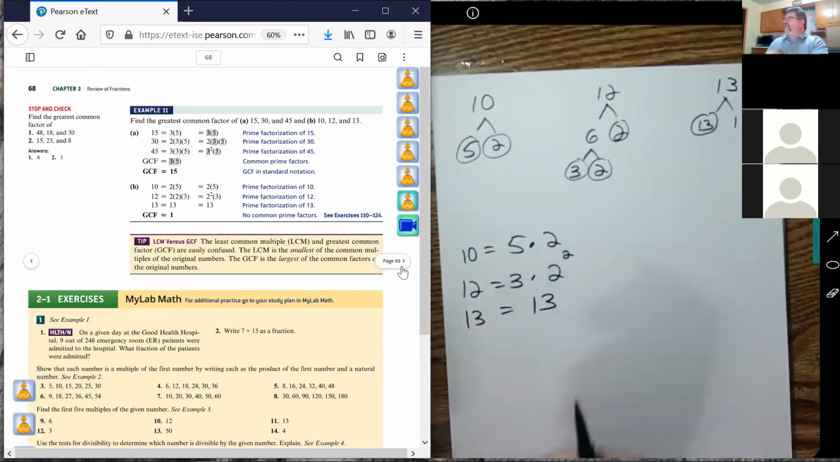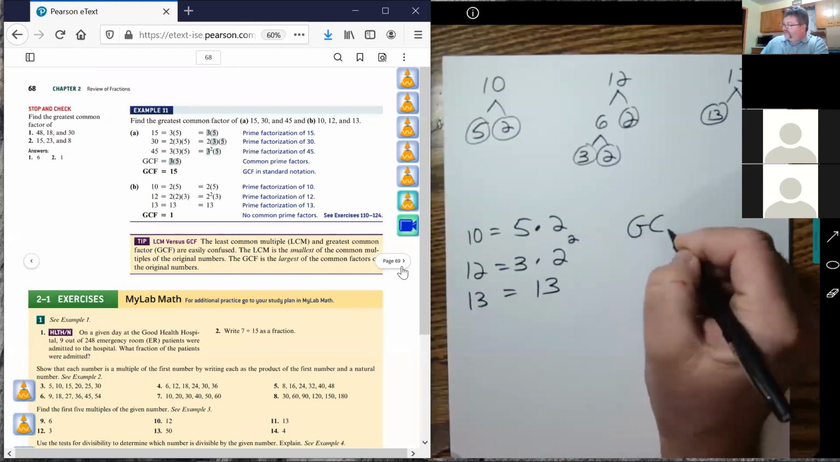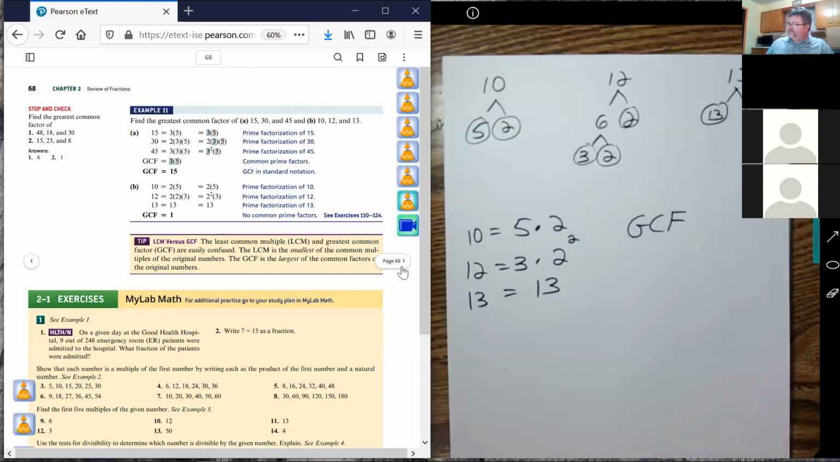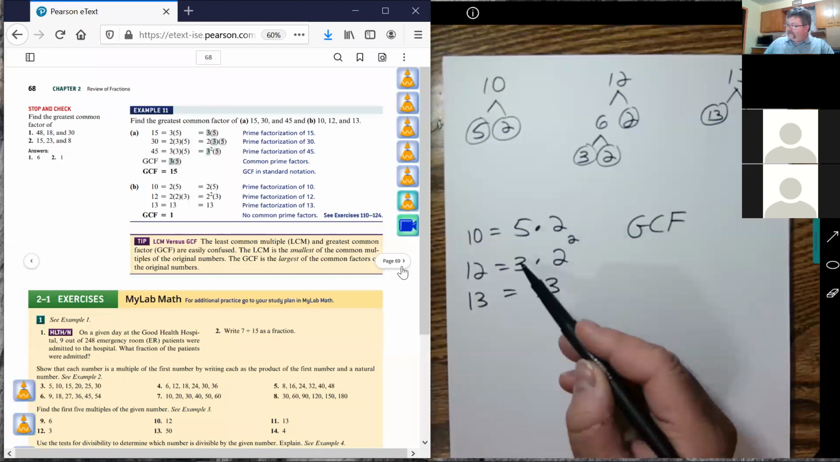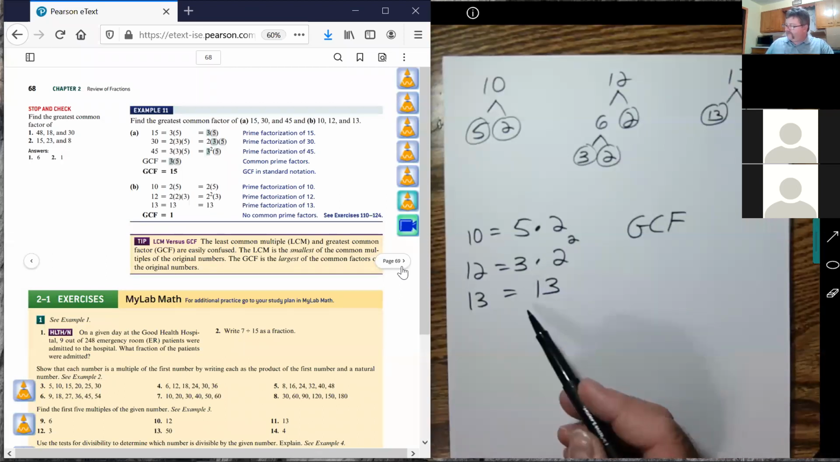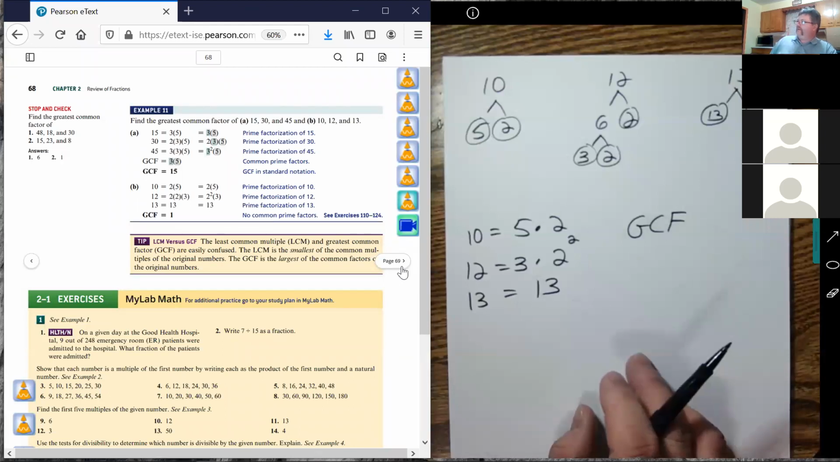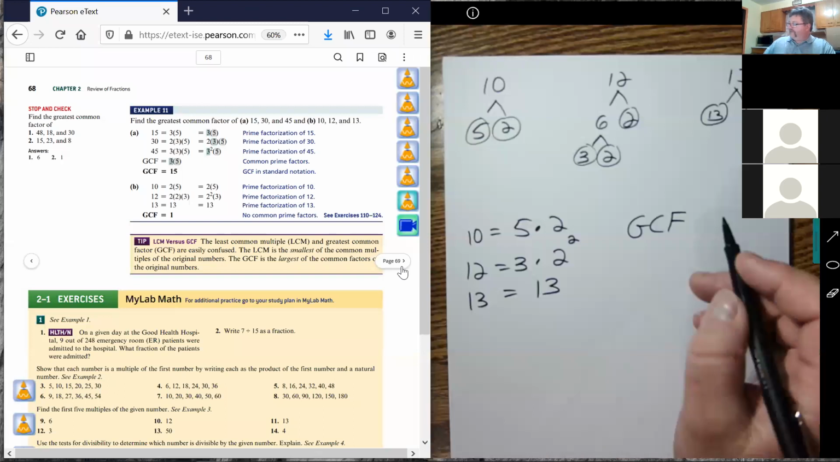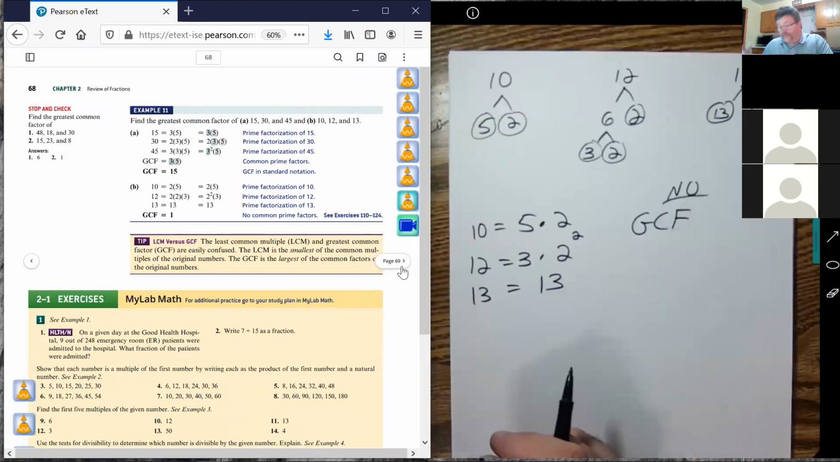So I'm almost going to call this a trick question because I'm looking for common factors. I'm looking for the greatest common factor, and there's not even any common factor, right? 5 is not represented everywhere. 3 is not represented everywhere. 13 is not represented everywhere. 2 is not represented everywhere. There's nothing represented everywhere. Okay, so there's really no greatest common factor for this one other than 1.